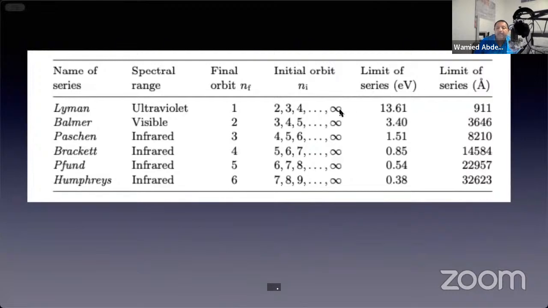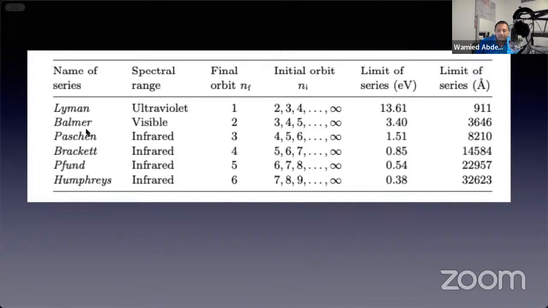So the limit of the series, we can calculate what is the maximum energy of photons emitted for transitions when the final orbit is n equals 1. So when we take n initial equal to 2, this will give me the longest wavelength, or the smallest energy. And when the electron is at infinity, that will give me the highest photon energy, or the shortest wavelength. So the limit of the series is 13.6 electron volts. This is when an electron makes a transition from n equals infinity all the way to n equals 1. And the other limit, sorry, this is I think for in angstrom. So the longest wavelength, or the lowest photon energy, is when the electron in the second orbit makes a transition to the first orbit.